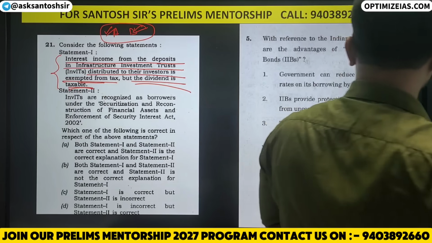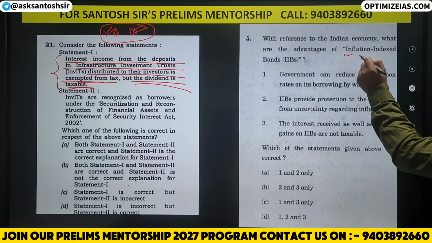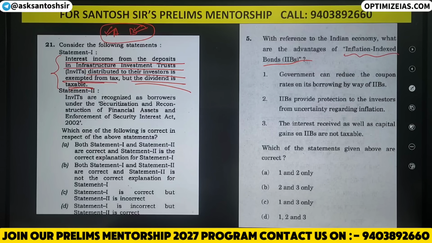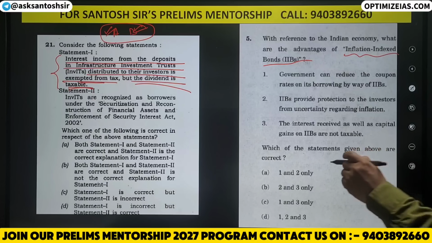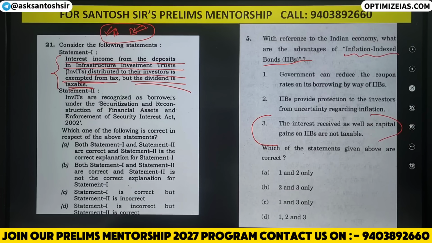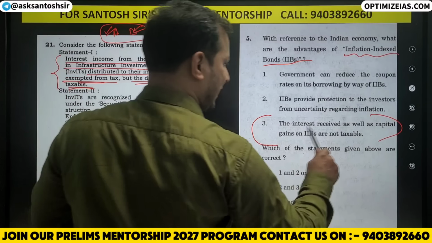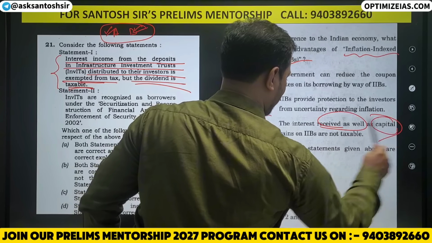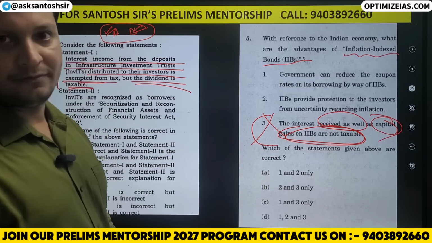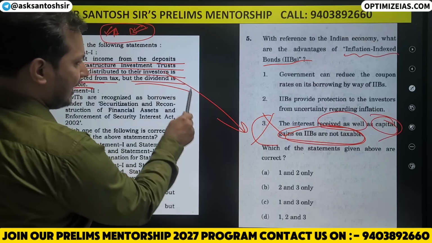Now let us read this question. Inflation indexed bonds. With reference to inflation indexed bonds, again read statement 3. Whenever they are using a taxable thing and using two things, you can see interest receipts as well as capital gains are non-taxable. Again, this is an incorrect statement. Can you relate these two statements?